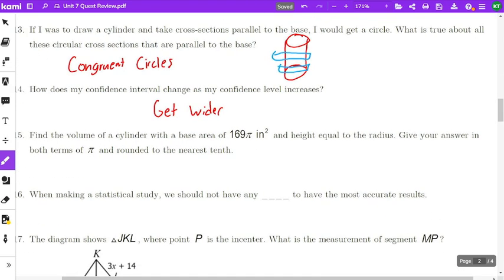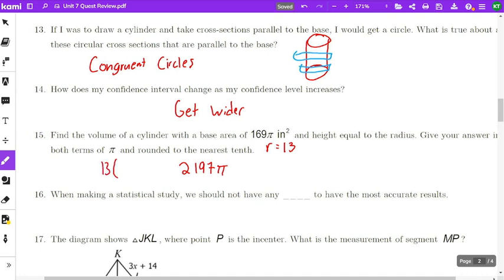All right, this one here. It says I have a cylinder, base area of 169 pi inches squared, and the height is equal to the radius. So that means the radius is going to be equal to 13, because base area for a circle is pi r squared. Divide that by pi and then take the square root of that. I'll get 13. Square root of 169 is 13. So to get my volume in terms of pi, I'd do 169 times 13. That would give me 2197 pi. So again, I get that by doing 13 times 169 pi. That gives me my volume.